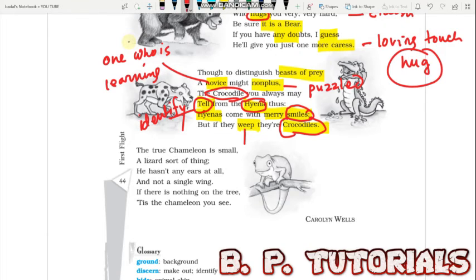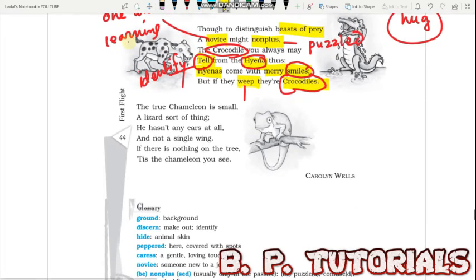The last one is not a dangerous one, and the last one will not at all be the funny way of identifying. Last one is just a little different than all the other animals told here. A true chameleon is a small, lizard sort of thing. It's like a lizard. You know chameleon nicely. The picture is also given over here. He hasn't any ears. A chameleon doesn't have ears and not a single wing. Even it doesn't have wings.